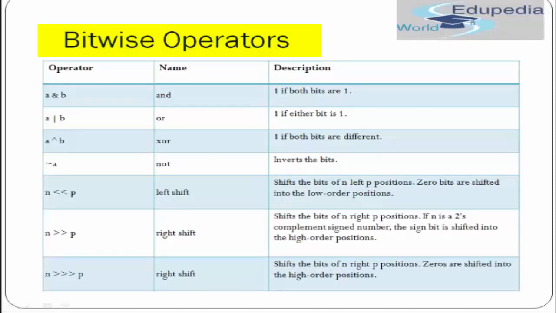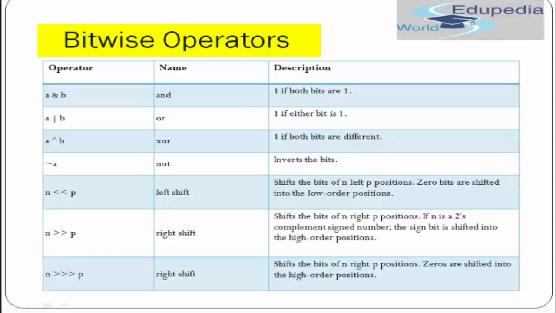In the first operator, we are doing A and B. The value will be 1 if both the bits are 1. Then we have A or B. If either A or B is 1, then the value of A or B will be 1. Then we have XOR. In case of XOR, the result is 1 if both the bits are different. So XOR will give you 1 only if A and B are different: either A is 0 and B is 1, or A is 1 and B is 0. If they are not the same, then the result will be 1.